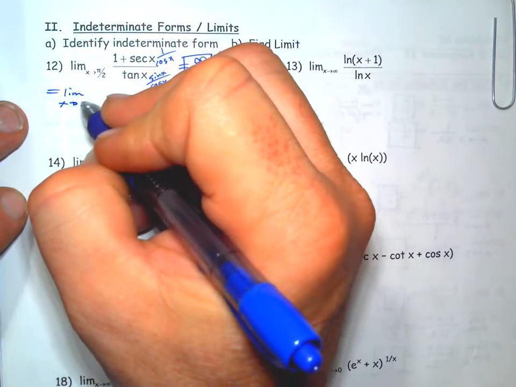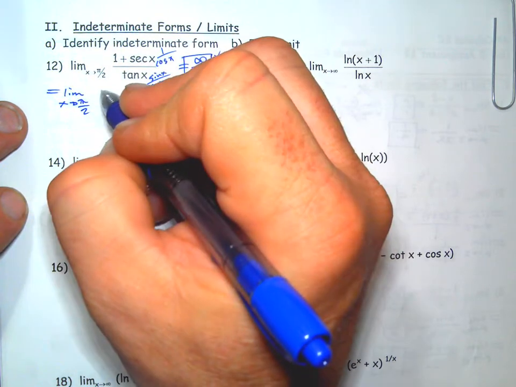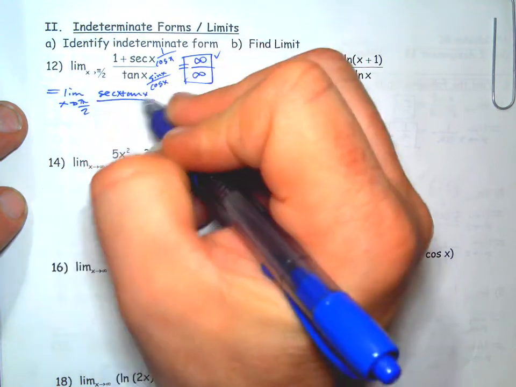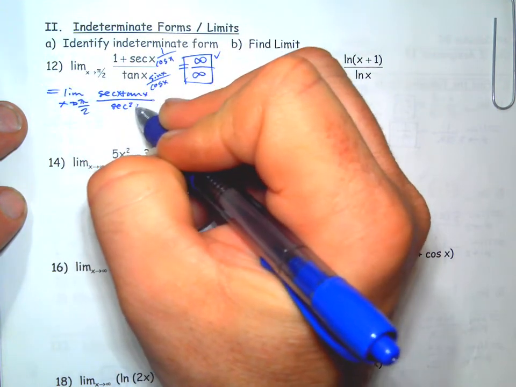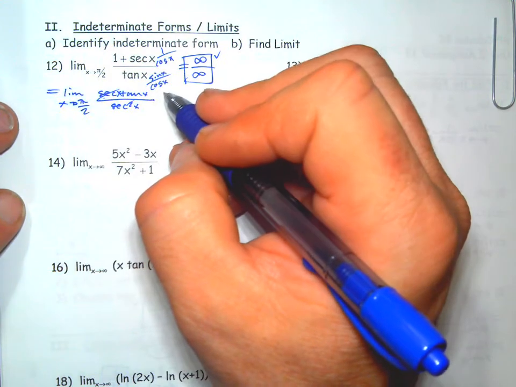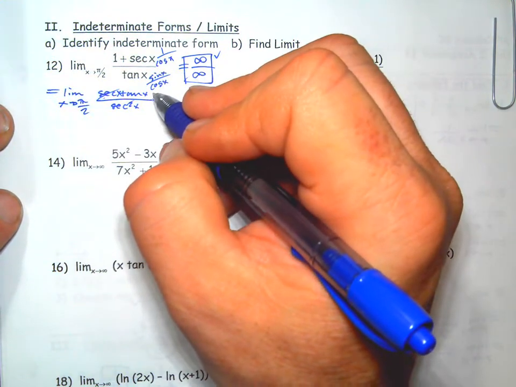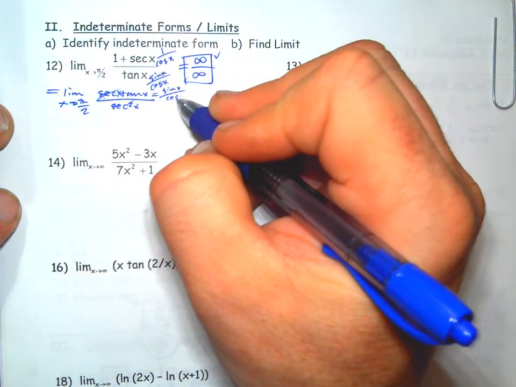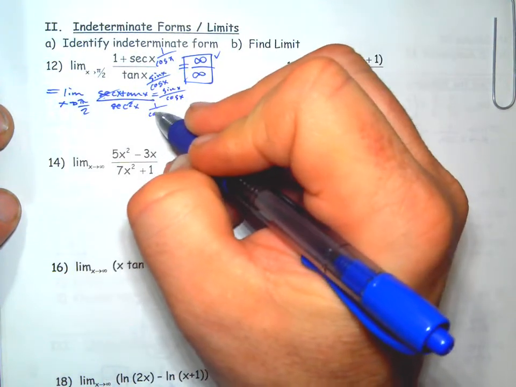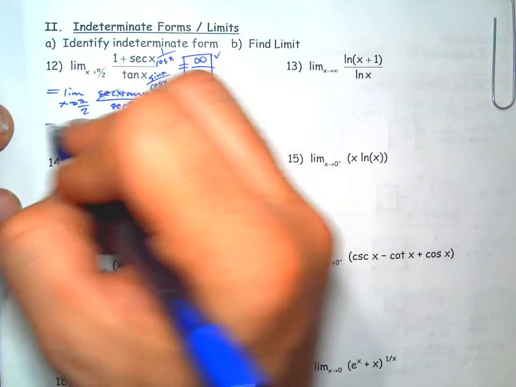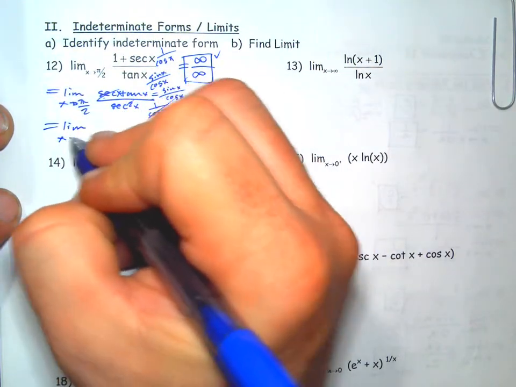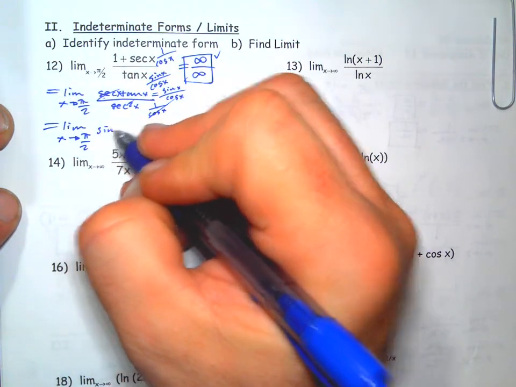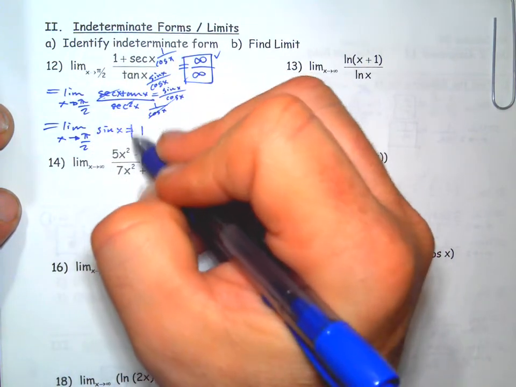And so we'll take the derivative of the top and the bottom. Derivative of secant is secant tan. Derivative of tangent is secant squared. Probably clean this up. This is sine over cosine. This is 1 over cosine, so the cosines cancel. It's the limit as x approaches pi over 2 of sine. Sine pi over 2 is 1.